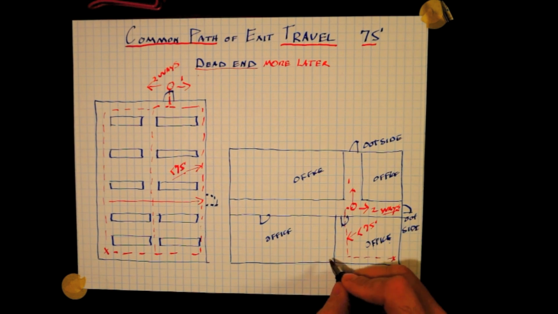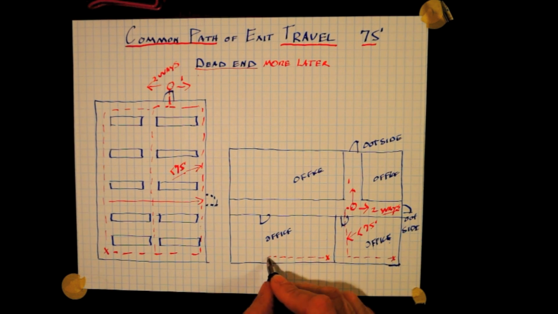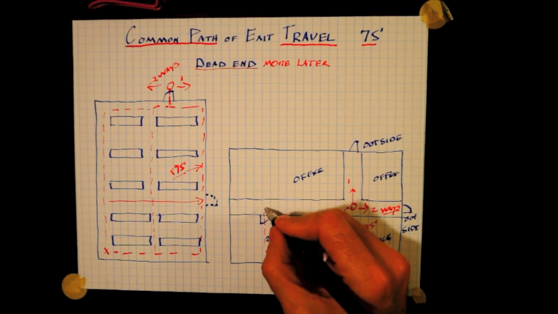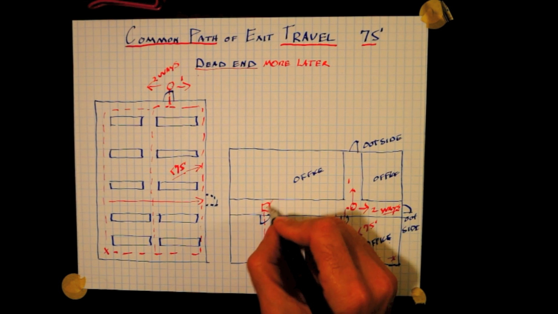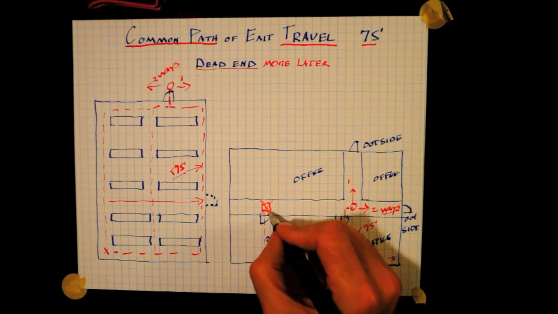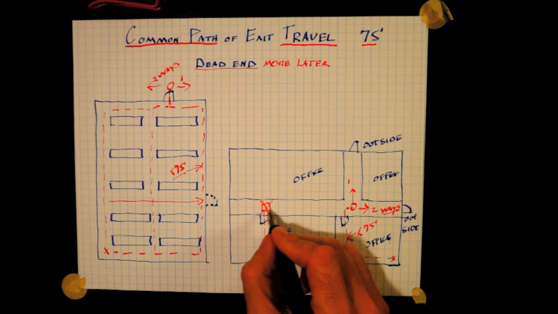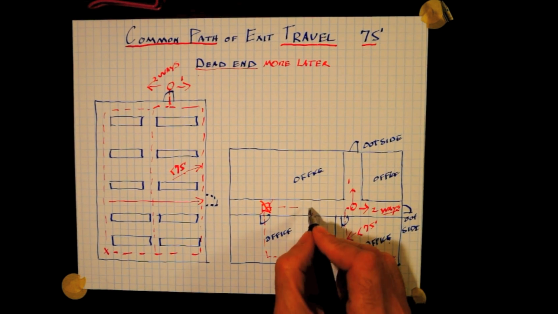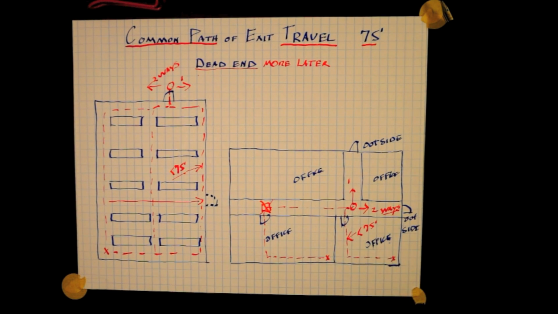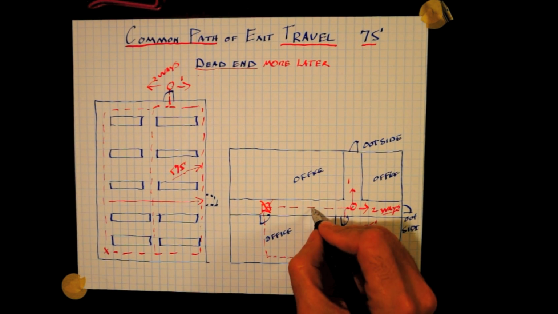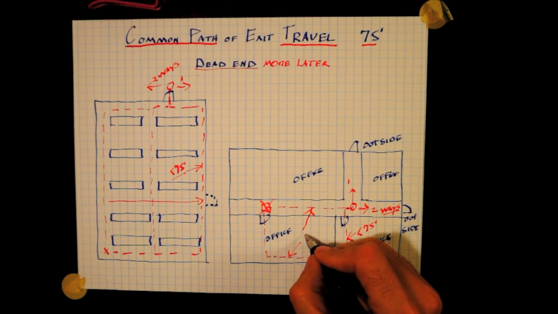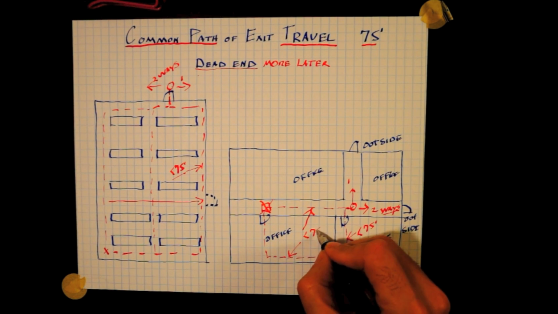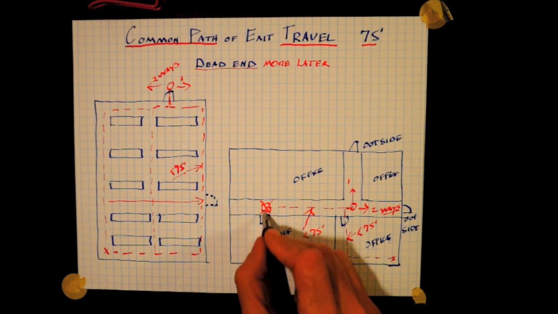Let's take another look at another office. Traveling this path, we get outside the door and we're going down the corridor toward the exit. At this point right here, we are not at our common path of travel distance. We must continue till we have a choice of two ways. At this point, the entire path from the corner of the office, out the door, down the corridor to here must be less than 75 feet.